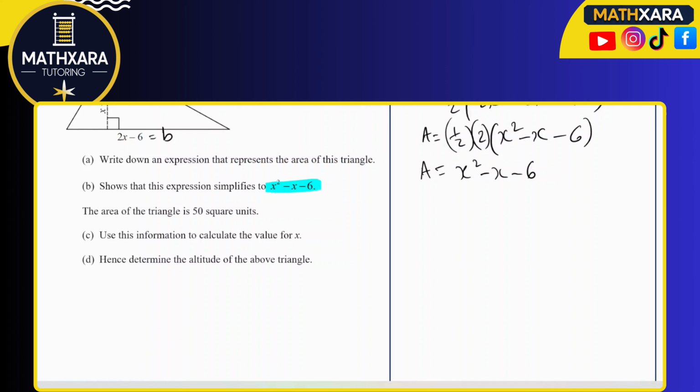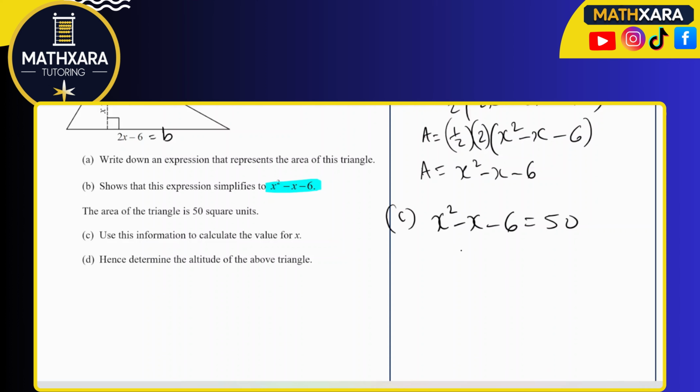Let's move on to part C. The area of the triangle is 50 square units. Use this information to calculate the value of x. Now, if you notice, we already have the area of the triangle in part B, which is x squared minus x minus 6. So we're going to equate this to the 50 for the area.